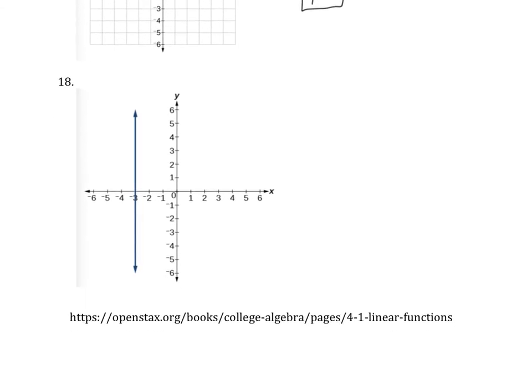All right, number 18. Here, your b, there is no b, right? There is no y-intercept because it's a vertical line. The slope is undefined. For a vertical line, you have to remember that your equation is x equals whatever value it's going through. So this is passing through the x-axis at -3, so your equation is going to be x equals -3.